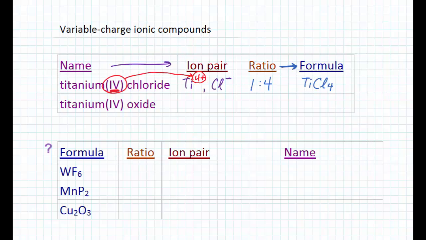All right. So Ti, what charge does this one have? 4 plus again, because of the Roman numeral. Ti4 plus. What is oxide? O, what charge? 2 minus, okay?